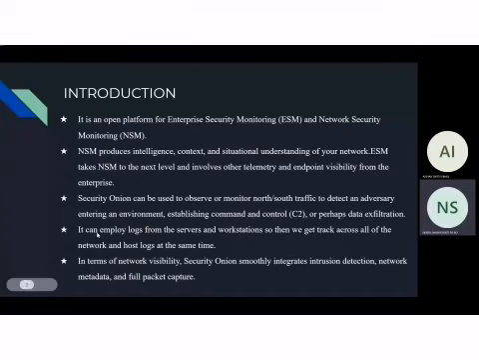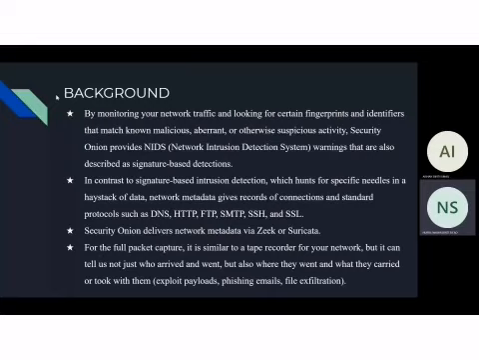So next, for the background, by monitoring your network traffic and looking for certain fingerprints and identifiers that match malicious or otherwise suspicious activity, Security Onion provides IDS alerts, also described as signature-based detection, in contrast to anomaly-based detection, which hunts for specific needles hidden in a haystack of data. Network metadata gives a record of connections and standard protocols such as DNS, HTTP, FTP, SMTP, SSH, and SSL. Security Onion delivers network metadata via Zeek or Suricata.